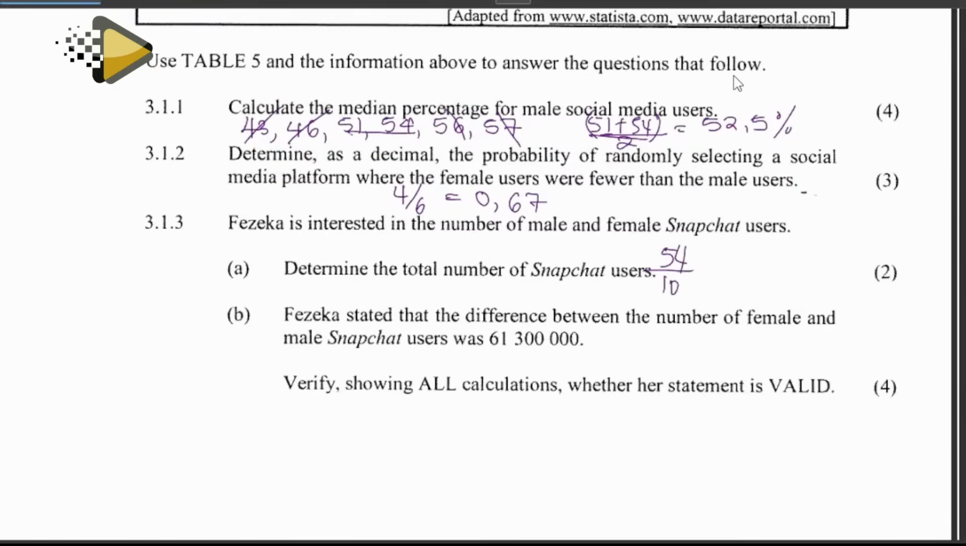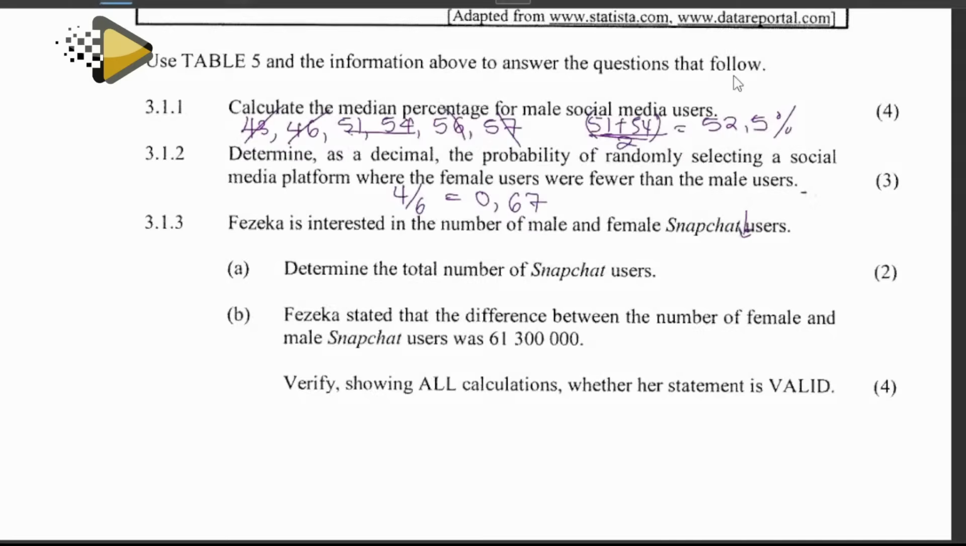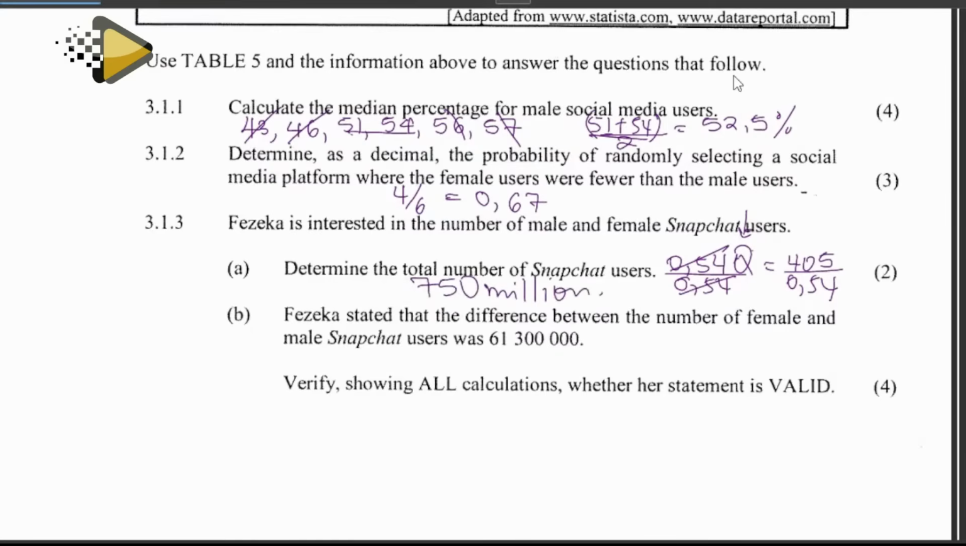So it means 54% of a certain number should give you 405. What is the number? To make your life easy, turn this into a decimal. 54% is the same as 0.54 times a given number, let's call it Q, should give me 405. If I'm looking for the unknown, I'm going to divide through by this. This goes with that, so my number there becomes 750. Don't forget we are dealing with millions. I don't need to write all those numbers there.